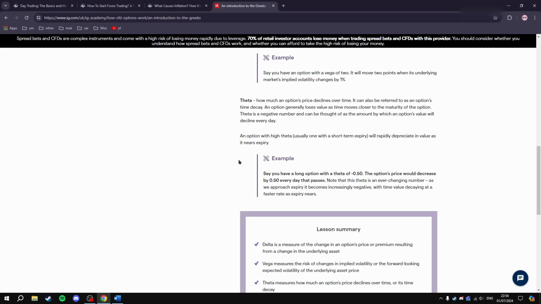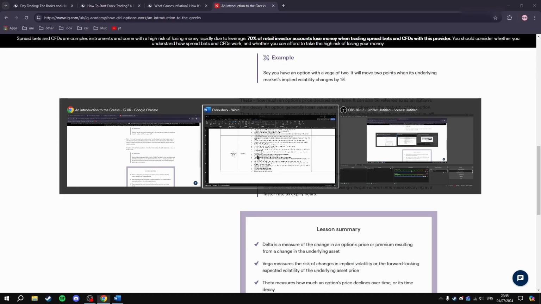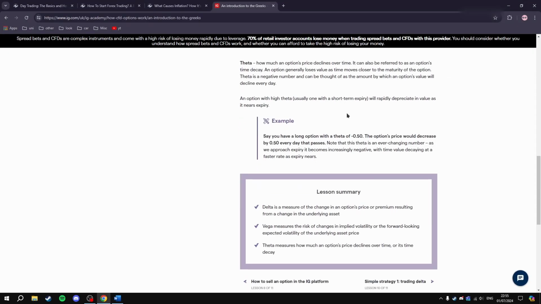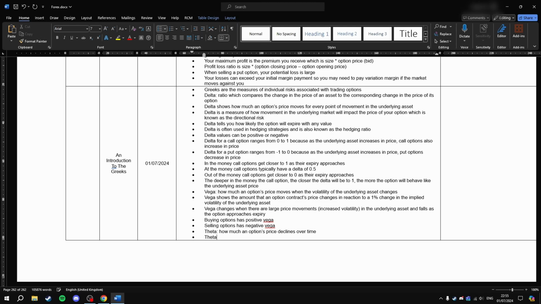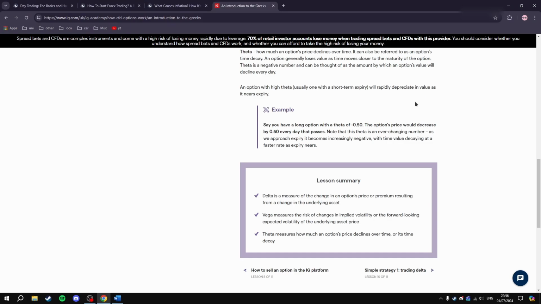Theta. How much an option's price declines over time. It can also be referred to as an option's time decay. An option generally loses value as time moves closer to the maturity of the option.